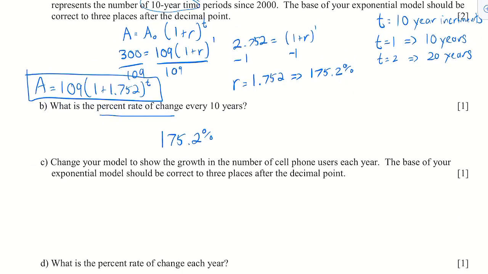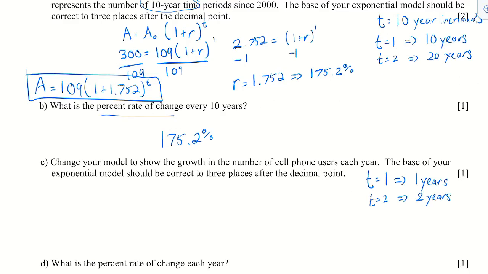Now, after that, it says change your model to show the growth in the number of cell phone users each year. So the base of your exponential model should be correct to 3 decimal places after the decimal point. So instead of saying t is going to be equal to 1, this is going to stand for now 1 year. Okay, so if t is equal to 2, then that's going to be 2 years.